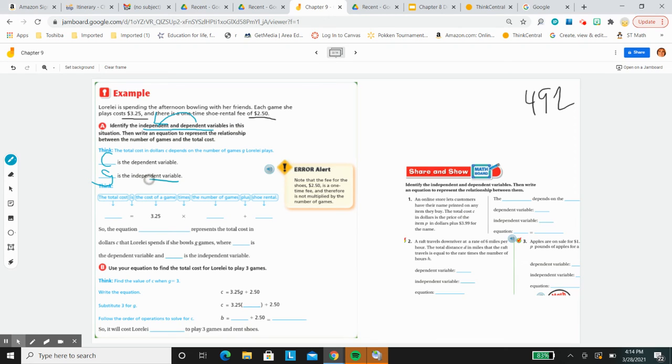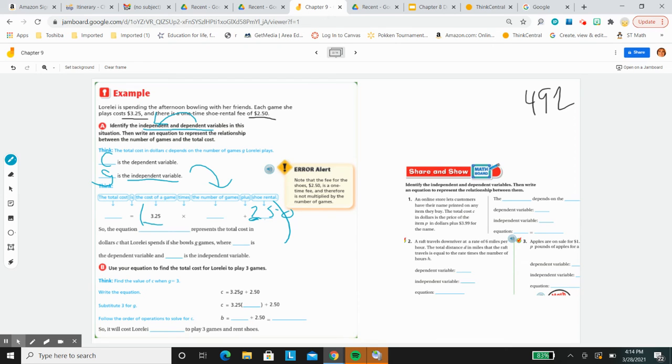Now, the independent variable is what's going to go on this side. It's going to go within the problem right here. So we've got two constants. We have the cost of the game here, and we're going to add on the cost of the shoes. Those are constants. It's not going to change. And the shoes is just a one-time thing. That's why we added on. But the cost you pay is going to change depending on the number of games.